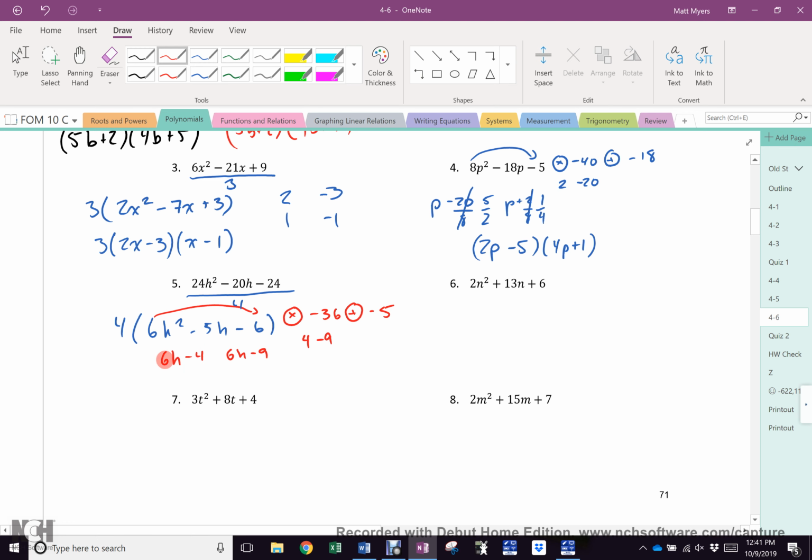Do you like that? You like that? I hate that. Why? They can be simplified to what? 3H minus 2. Because I divided by 2, right? Do you like this? No. I hate this. Why?